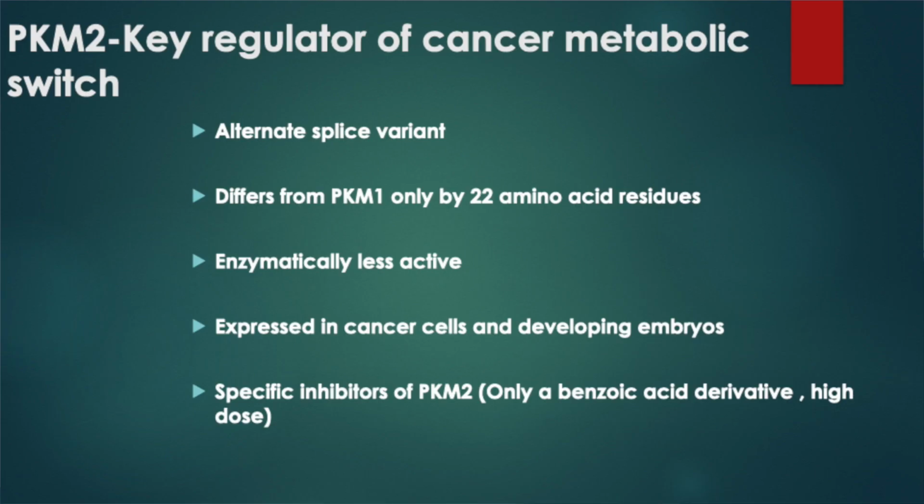So how is PKM1 different from PKM2? They differ in the amino acid sequence, and 22 amino acids are different in these two isoforms, and PKM2 is enzymatically less active and it is expressed only in cancer cells. Other tissues in which PKM2 is expressed are fetal tissues, especially in developing embryos. In all the other cells, PKM2 is completely absent and only PKM1 is produced.